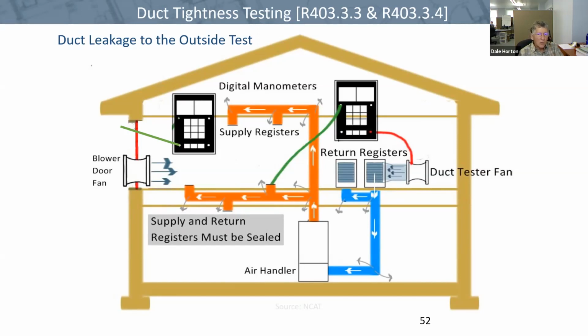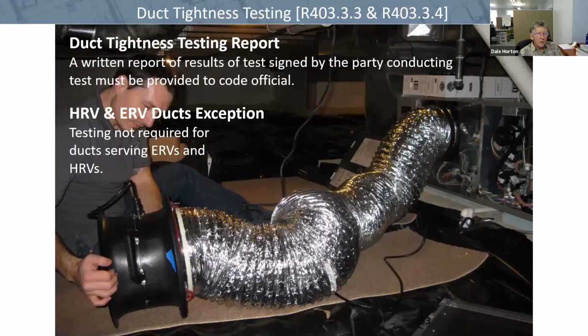And it's a little more complex, a little bit more prone to error, and that's why I'm glad, or will hope, that the leakage to the outside is not an option for testing duct leakage according to the 2018 IECC. And the 2018 does require, is explicit in requiring, a written report about the results of the duct tightness test. And it's explicit that the heat recovery ventilator and energy recovery ventilator, these ventilation devices, and the ducts associated with those, unless they're integral with the ducts attached to the air handler, do not have to be tested.